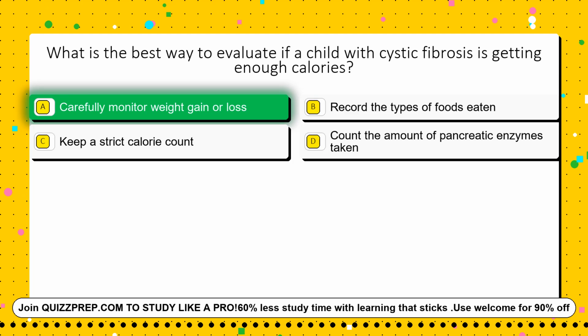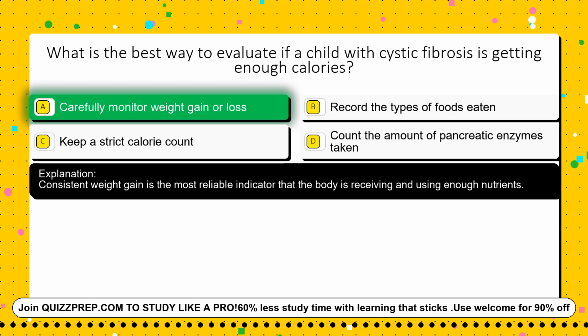The correct answer is option A. Carefully monitor weight gain or loss. Consistent weight gain is the most reliable indicator that the body is receiving and using enough nutrients.